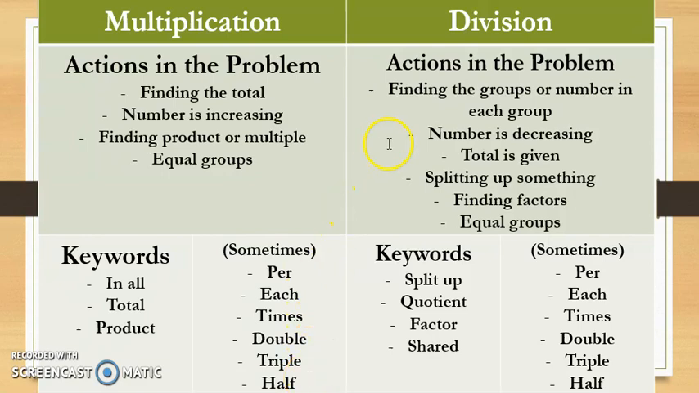For division, there are also some similarities to subtraction. For example, our number is decreasing, or the total is given in division problems. We might also be finding groups, or the number in each. We might be splitting something up, finding factors, or equal groups. Keywords that could mean division are split up, quotient, factor, and shared. And just like with multiplication, sometimes the words per, each, times, double, triple, and half can mean division.